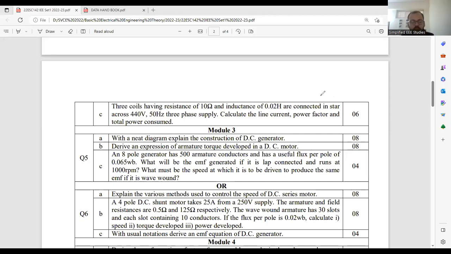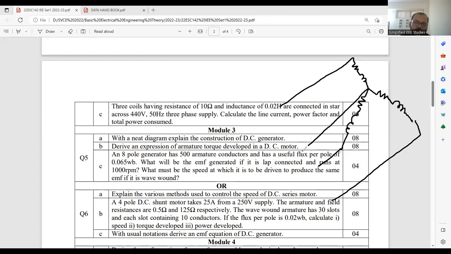So let me draw the particular circuit diagram. Three coils having resistance and inductance. So three coils, R L, R L, R L. Like that, you can draw. Fine.